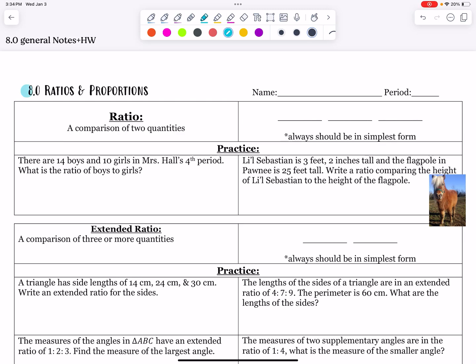Hello everyone, and welcome to 8.0, which is all about ratios and proportions, our very first section of chapter 8.